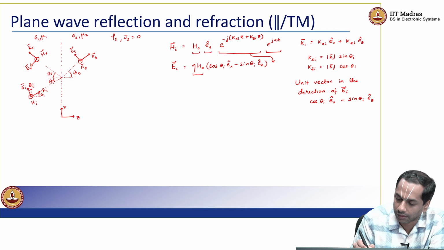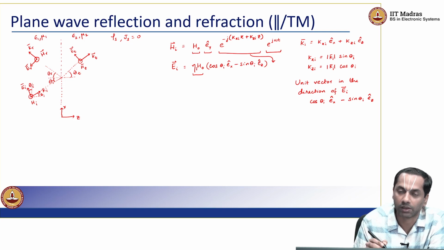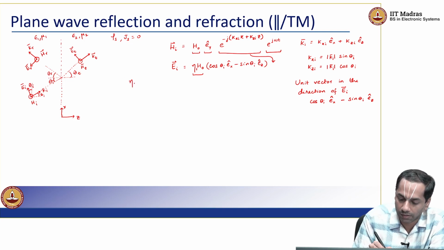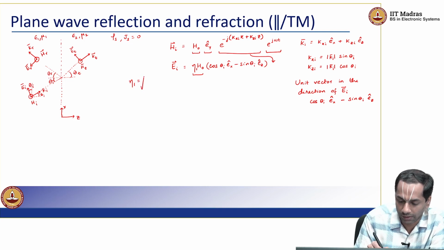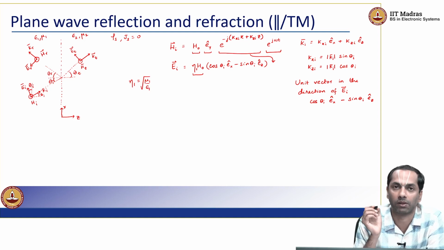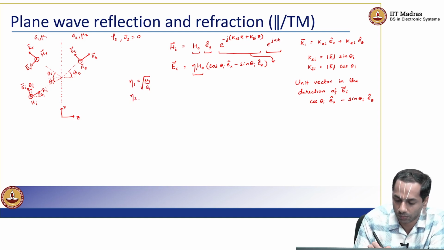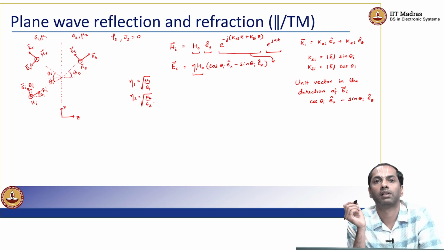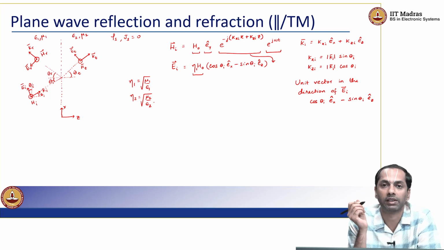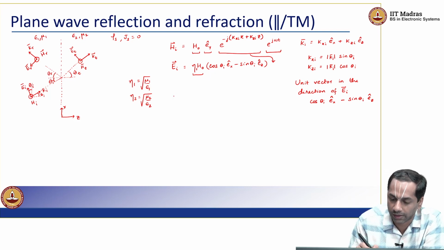And eta here I am going to write with the subscript 1, because eta 1 is the wave impedance in medium 1 and that is given as square root of mu 1 over epsilon 1. Similarly, we can say eta 2 for the plane wave in medium 2 would be square root of mu 2 over epsilon 2. Okay. So, to continue the exercise, the more you do, the easier it becomes, right.